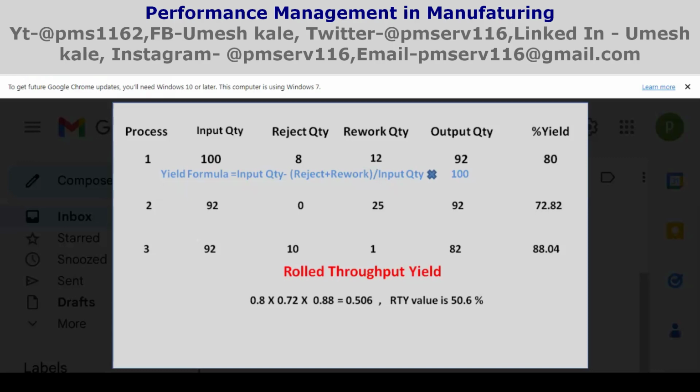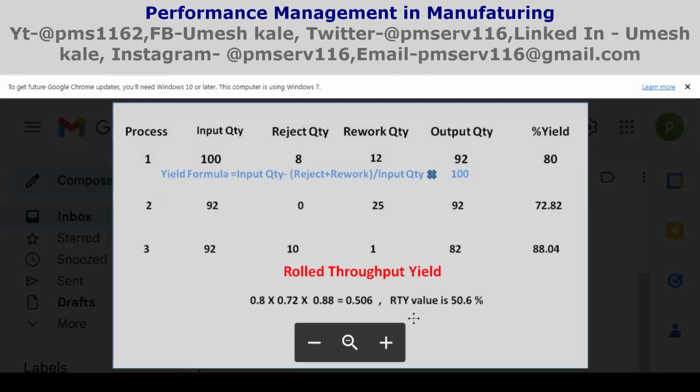Then for the rolled throughput yield, we have to multiply the yields of these 3 processes. The first process yield is 0.8, the second process yield is 0.72, and the third one is 0.88. The multiplication of all 3 comes to 0.506. So in spite of the yields of processes 1, 2 and 3 being 80, 72, 88, the total yield comes to 50.6.